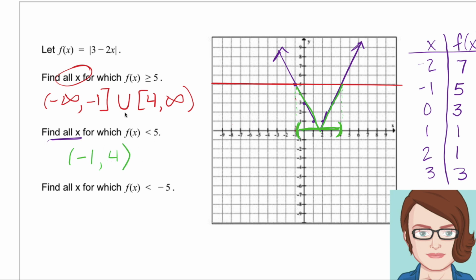Notice that's the gap from the previous problem. The previous problem was greater than or equal to 5. This one's strictly less than 5, and this fills in that gap.